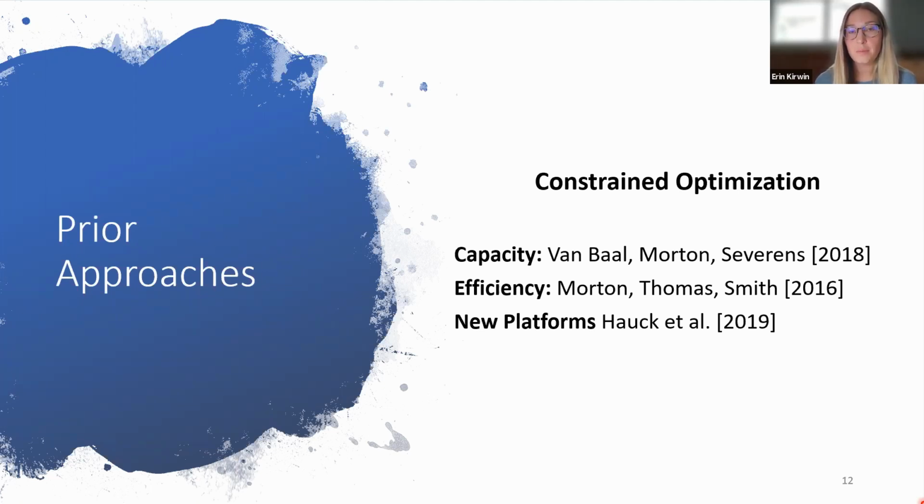First we have Van Baal, Morton, and Severance, who developed an approach to evaluate how additional constraints, things like constraints on the workforce or the platform capacity, would result in multiple shadow prices, which will impact the optimal allocation of a given budget. Morton, Thomas, and Smith developed an approach to determine the optimal level of investment in both vertical and horizontal interventions by increasing the efficiency of the supporting horizontal platforms.